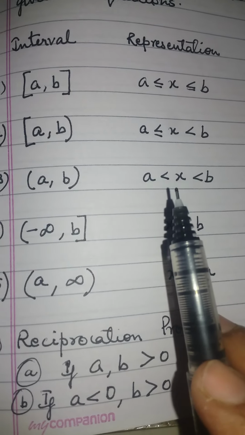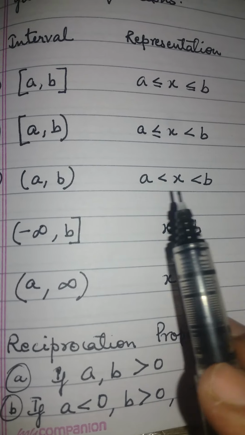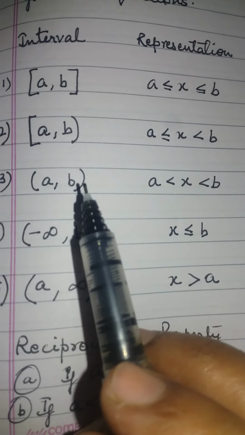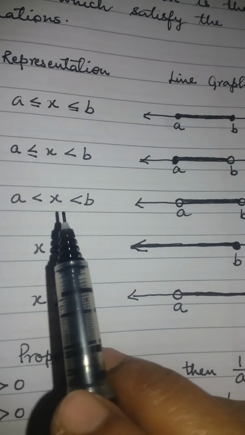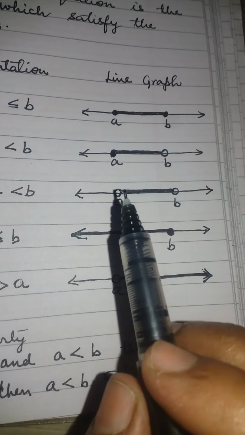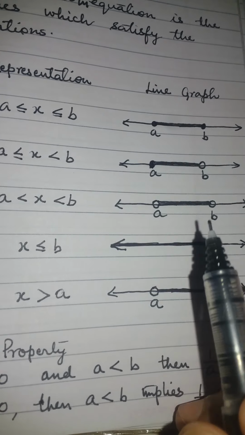Similarly, if we go for a less than x less than b, it means both are not included. So both not included means a comma b in open interval, parenthesis on both sides. And on the number line it will be written as a and b. We will have empty circles and we will stretch a line in between.